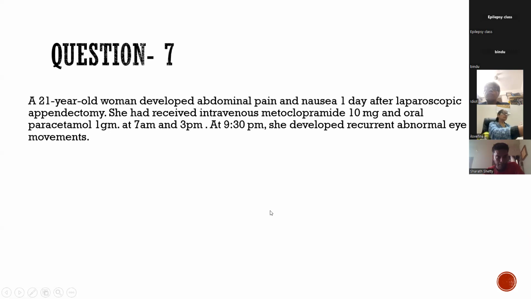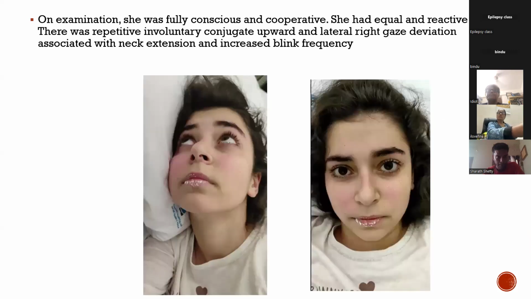The next question is a 21-year-old woman. She developed abdominal pain and nausea one day after laparoscopic appendectomy. She had received intravenous metoclopramide 10 mg and oral paracetamol 1 gram at 7 a.m. and 3 p.m. And at 9:30 p.m., she developed recurrent abnormal eye movements. On examination, patient was conscious, cooperative, and pupils were equal and reactive. So there was repetitive, involuntary, conjugate, upward, and lateral right gaze deviation associated with neck extension and increased blink frequency.